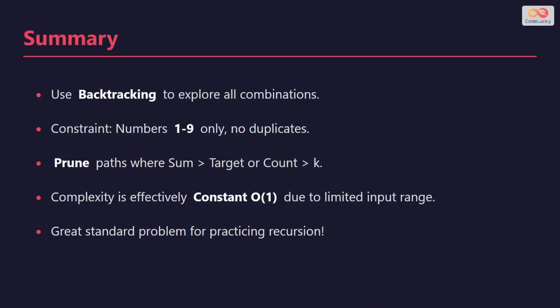To wrap up, Combination Sum 3 is a great problem to master backtracking. Remember the constraints: digits 1 through 9 only and no duplicates. Use pruning to optimize your solution and keep the recursion depth in mind.